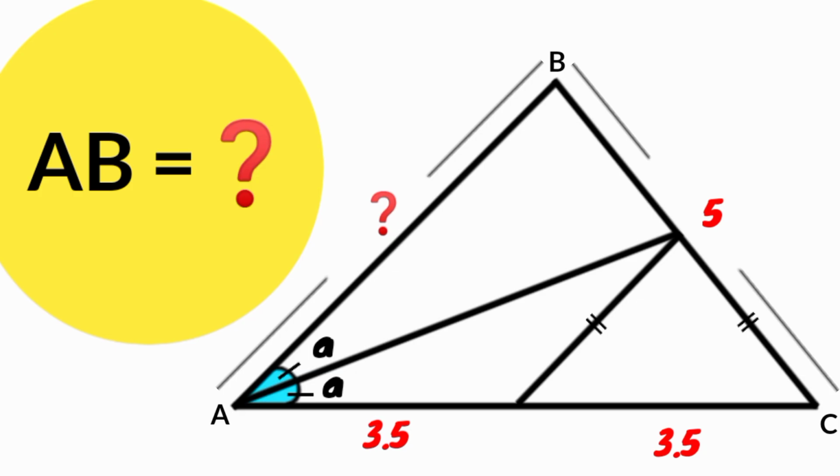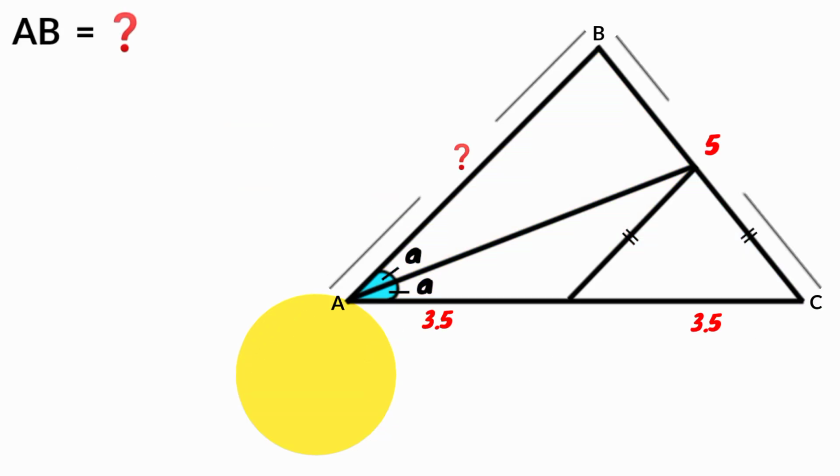We are asked to calculate the length of this side AB. We have the length of this side to be 5 units. That of this line segment is 3.5 and this is also 3.5. Here, this line segment and this are congruent, and here also the two angles have their sizes to be A. That makes them congruent as well. So how can we solve this? How can we calculate the length of this side AB?